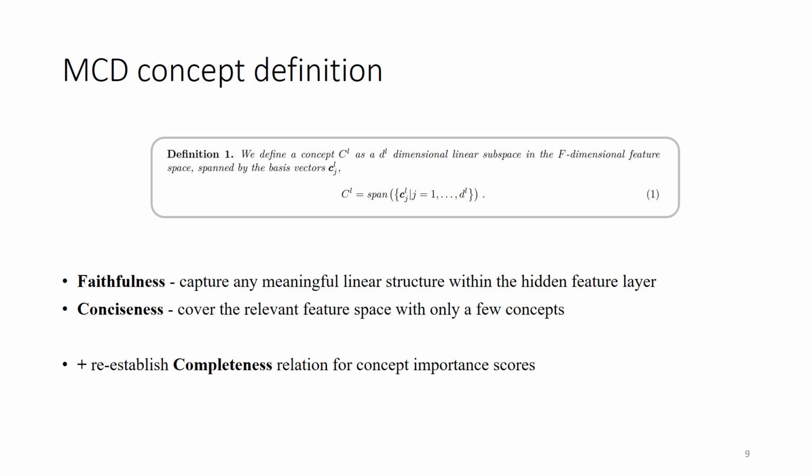Lastly, with MCD and definition D4, we re-establish the often desired completeness property for concept explanations. This means that the relevance scores we assign to each concept sum up to the final prediction. I will come back to these concept relevance scores later.